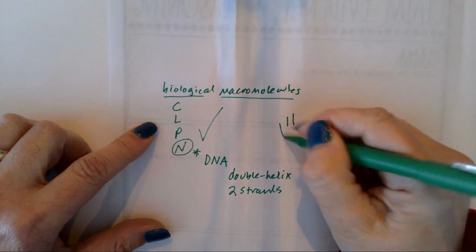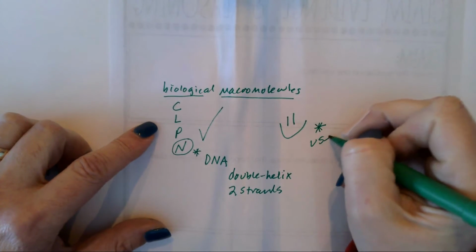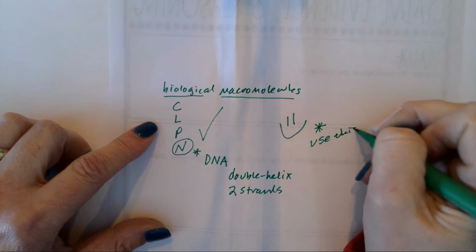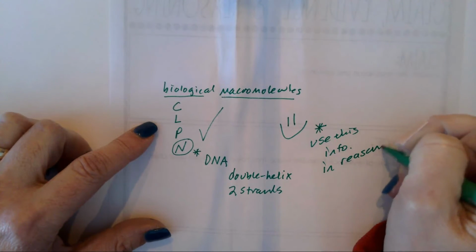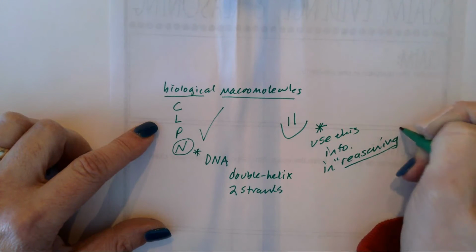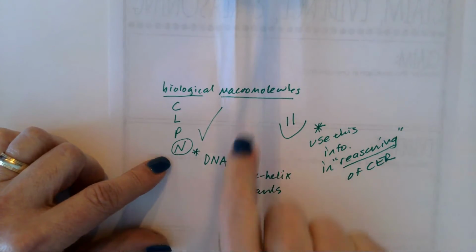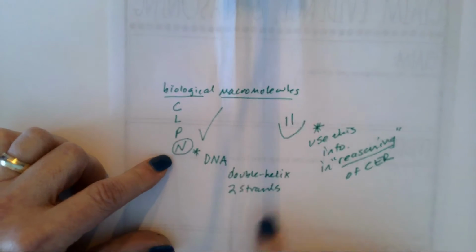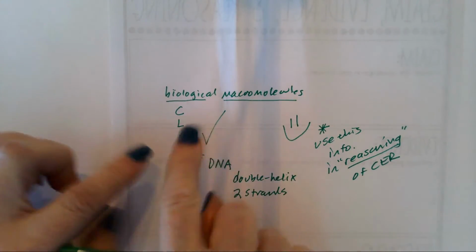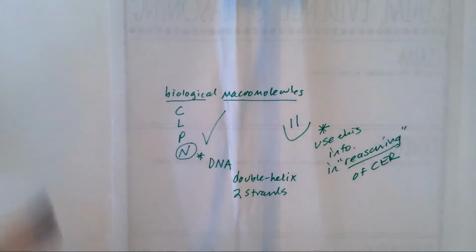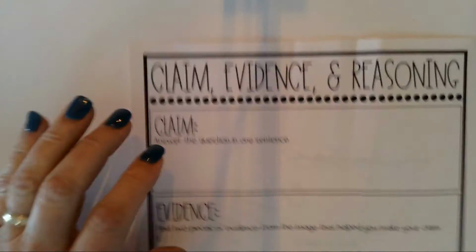And I want you to put a smile face by this now, and then also make a star that you will use this information in the reasoning of the CER. So just remember that you have this information. Now on your paper, you should have more than I have. So make sure that you go back and listen to me and write down everything, because I don't want to write down everything. So let's go back over here.